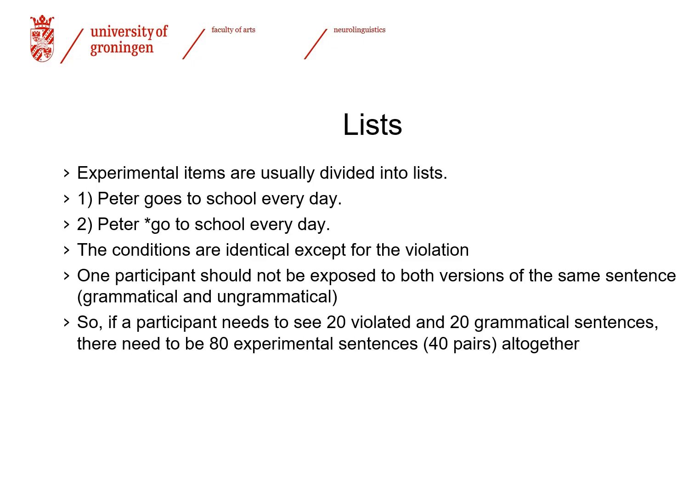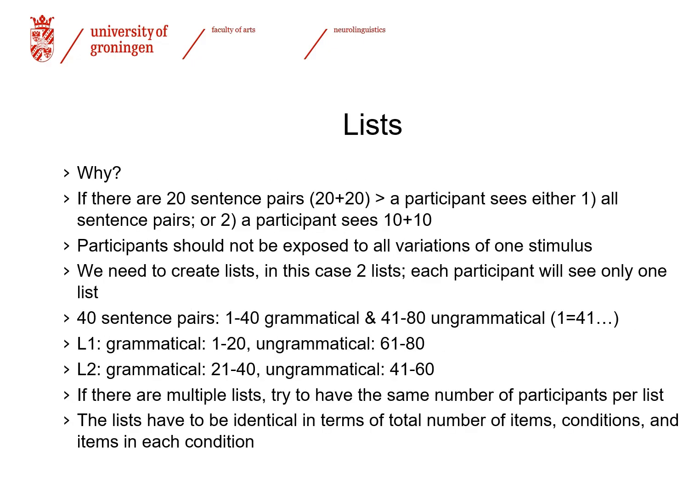What does that mean? Well, in this case, if you need a participant to see 20 violated or ungrammatical and 20 grammatical sentences, we need to create 40 experimental sentences in total. That would be 40 pairs of grammatical and ungrammatical sentences. And why is that? Well, if we only had 20 sentence pairs with 20 grammatical and 20 ungrammatical sentences, one participant would either see all sentences, so all sentence pairs, or we would have a participant see 10 grammatical and 10 ungrammatical sentences. And none of this is desirable.